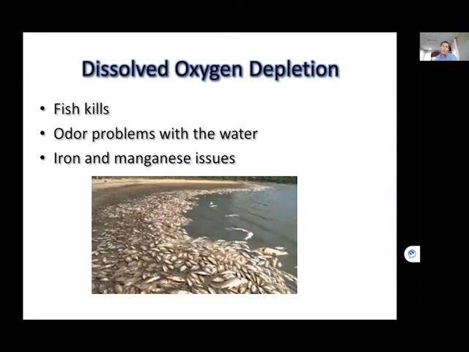And what happens is usually you'll see fish kills, odor problems with the water, and iron and manganese issues. This typically occurs now. In the summertime, the bottom layer will become anaerobic as the oxygen level depletes. And when that reservoir turns over, the anaerobic water gets into the different layers of the reservoir and may result in a fish kill.